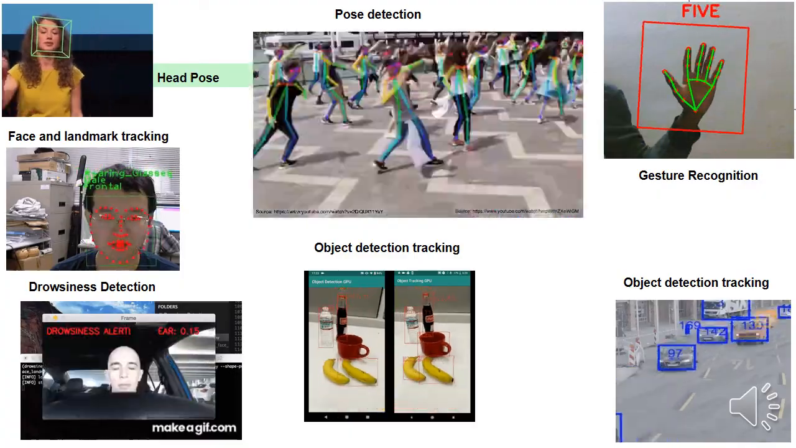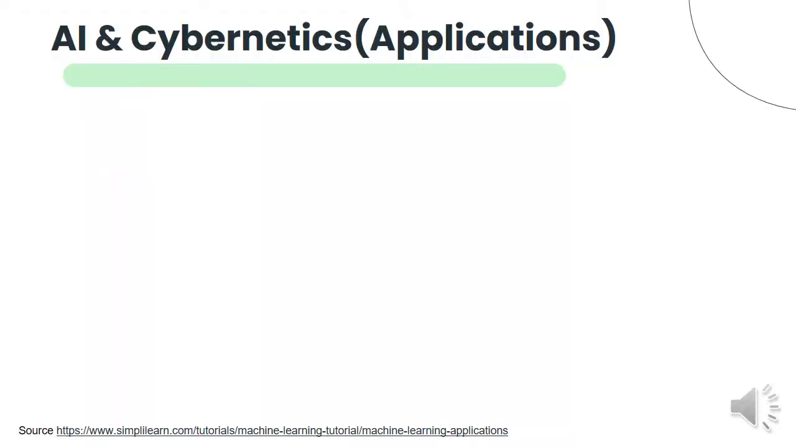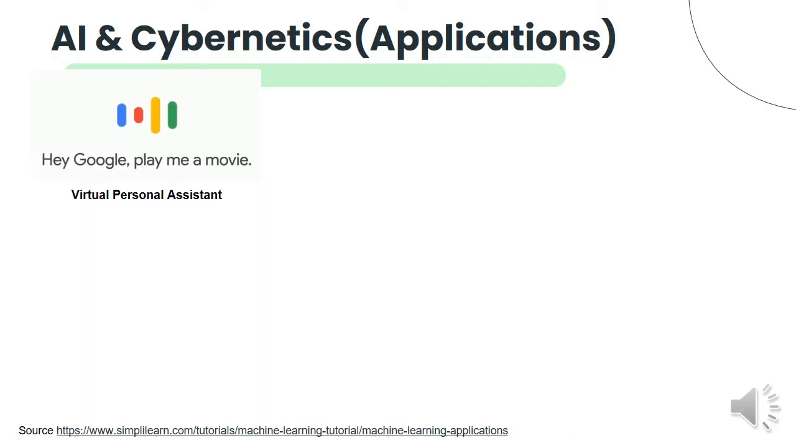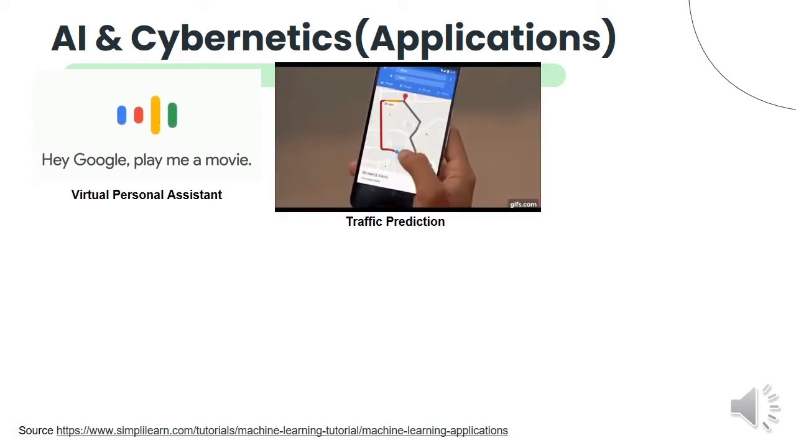Famous applications of AI and cybernetics: we know the virtual personal assistants like Google and Alexa. They are there to recognize the speech, recognize the voice, and then find out the meaning out of it. Then the online traffic prediction. Now you are going somewhere. Immediately you know that if you are going from one source to a destination, there will be different options for you to reach that destination.